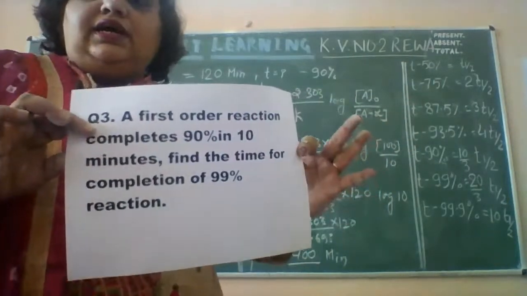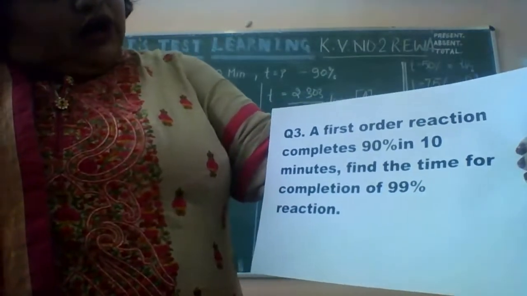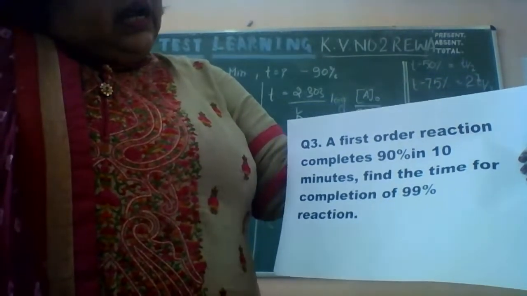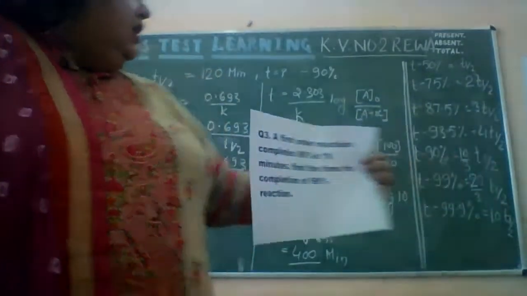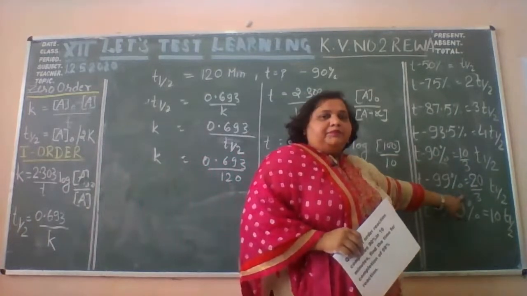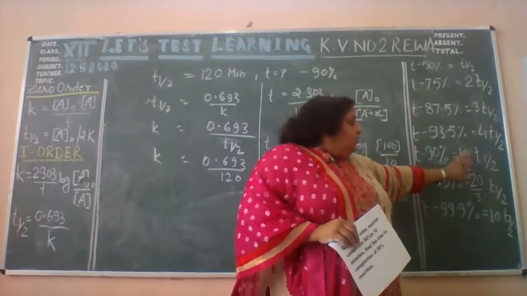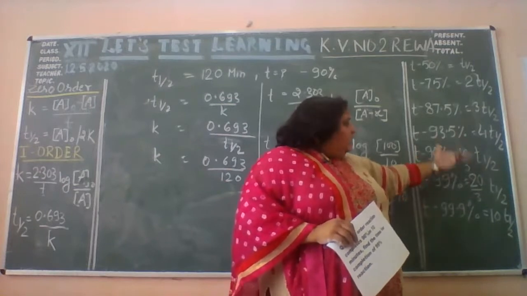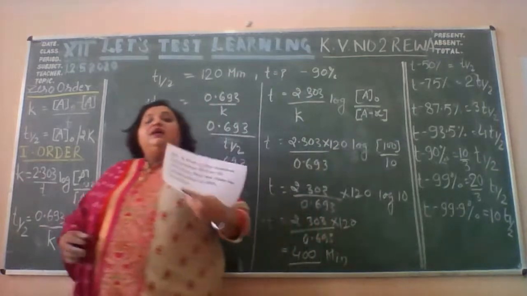We will only discuss it orally, here also there is no need to do it theoretically. For a first order reaction, the reaction completes 90% in 10 minutes. Find the time for 99%. Look from here, this is double, right? For the 90% completion, if the complete time is 10, it will be double for the 99%. That means, of course, it is going to be 20 minutes, right?